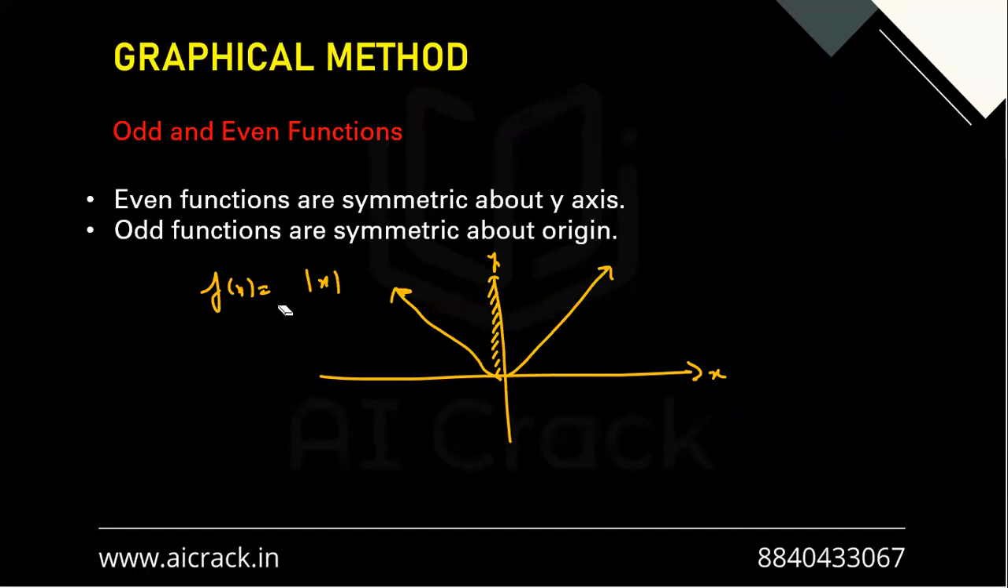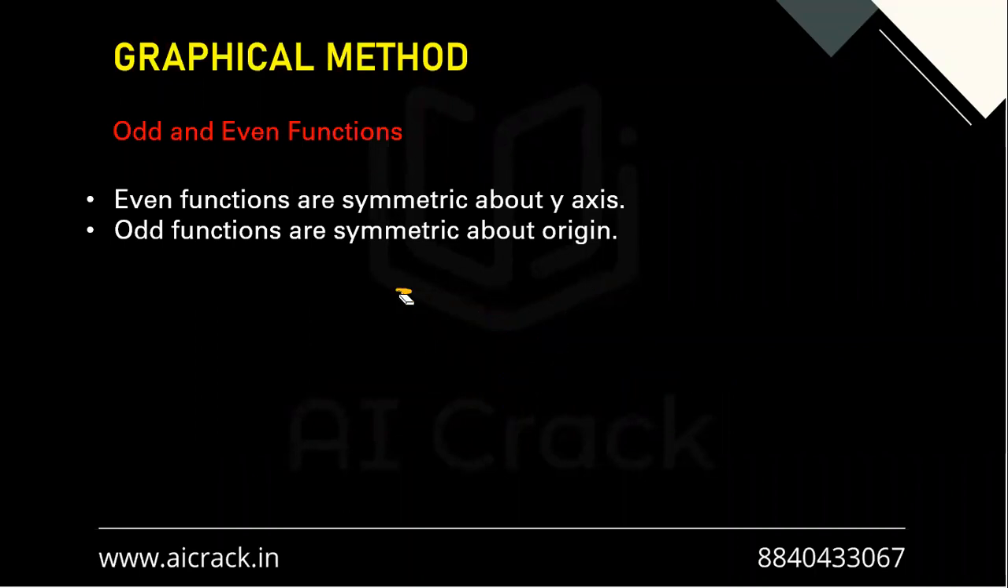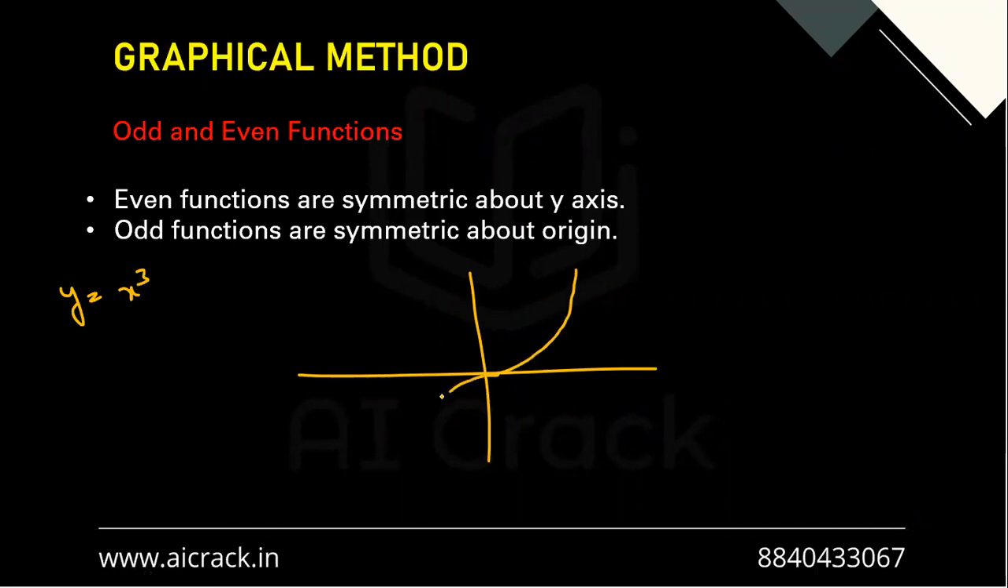Now let's talk about odd functions. Odd functions are symmetric about the origin. So what does that mean? Being symmetric about the y-axis is kind of intuitive, but symmetric about the origin is not that intuitive. Let's understand with the help of an example. Let's say we have a function y equals x cube. Now this looks something like this, right? So this is our y-axis, this is our x-axis, this is our origin.